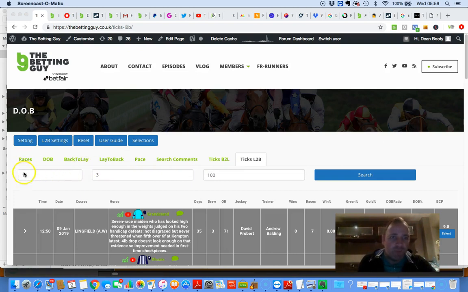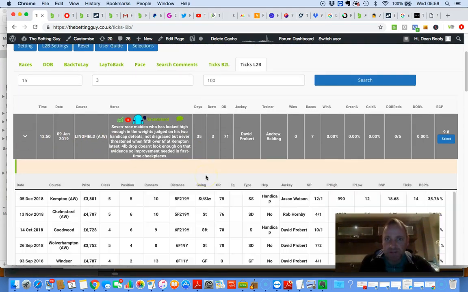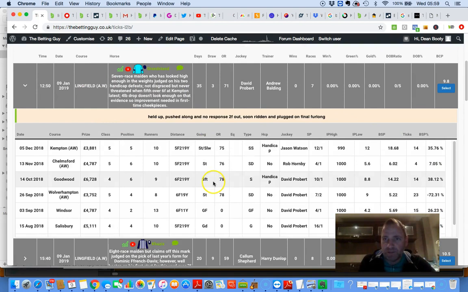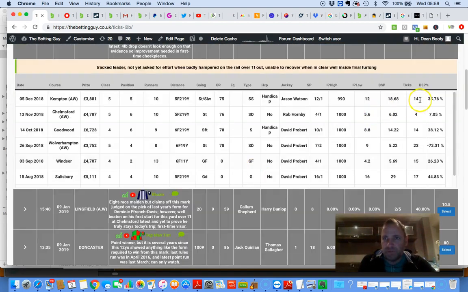So here we're looking for horses that haven't decreased by 15 ticks in the last 3 runs every single time. No horse here has decreased by more than 15 ticks in the last 3 runs. So for example, we can have a look, and these are perfect for later backs. As we can see here, decrease 14, decrease 4, decrease 14 in the last 3 runs.